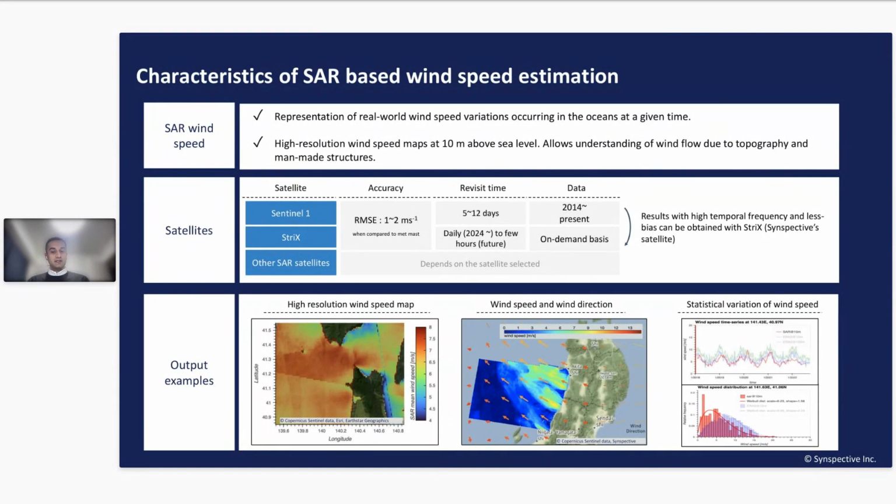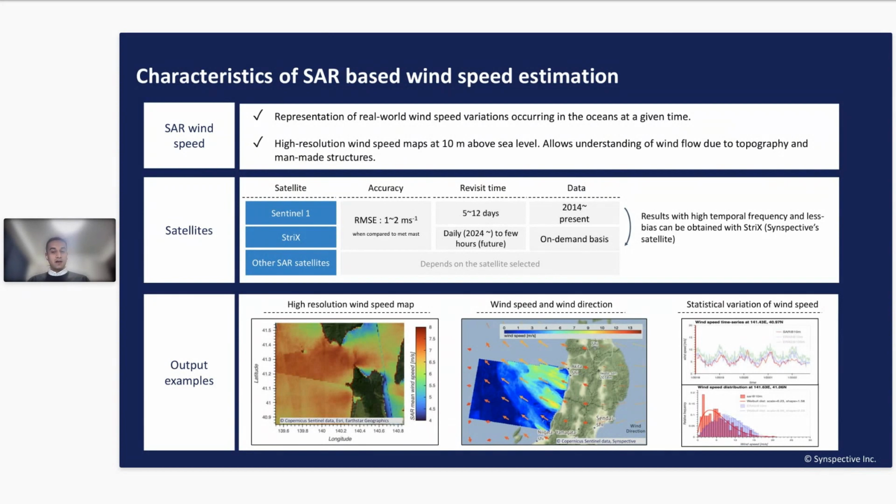And regarding revisit time, with Sentinel-1, you get a revisit time of around 5 to 12 days. It means that one area in the ocean can be revisited by the satellite again in 5 to 12 days. And with Strix, depending on the location where the site is located, we can get a revisit period of daily or up to a few hours in the future with our satellite constellation.